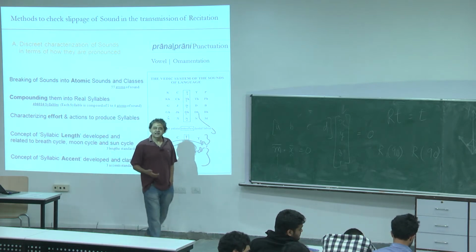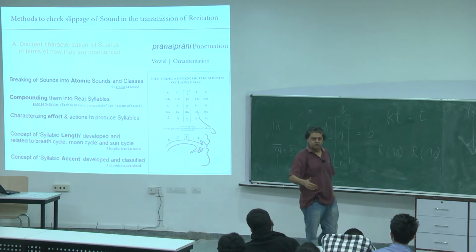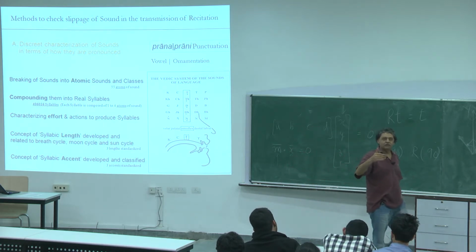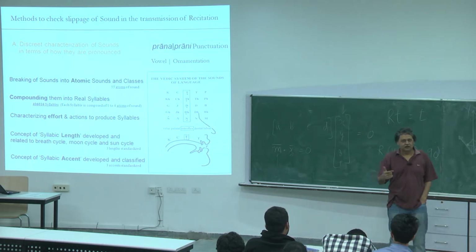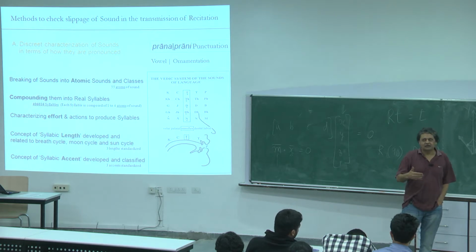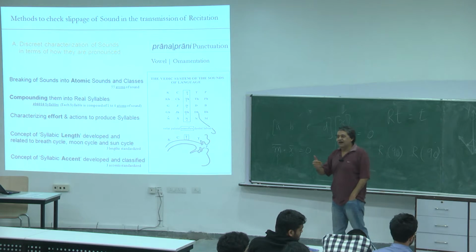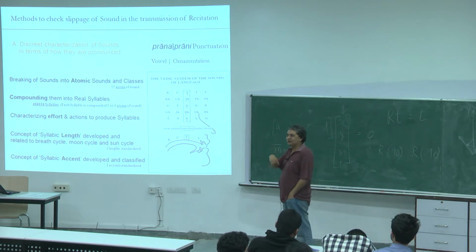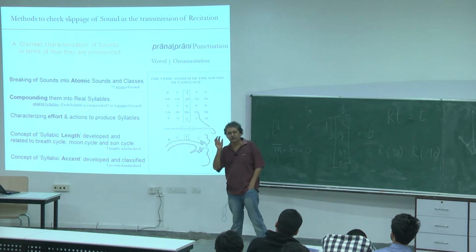So the phenomena of physiology of sound production is very well understood, and the syllabic length is actually related to cycles of sun and cycles of moon. So you can actually calculate your age in terms of the number of breaths you have taken. That probably is a more authentic idea of your age than how many solar cycles or lunar cycles have happened, which is approximate, much more approximate.